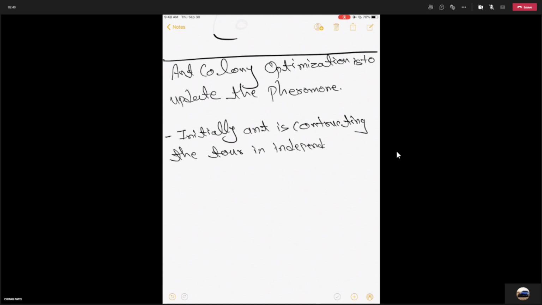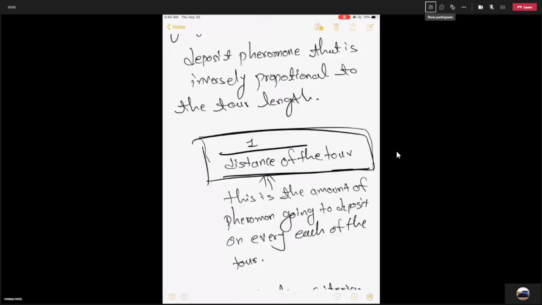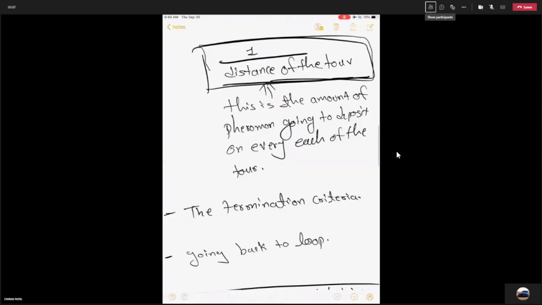Now what we need to do after constructing the tour, we are depositing 1 upon distance of the tour to each and every edge of the tour, right? This is your value of depositing the pheromone, depositing that chemical for communication purpose, right?